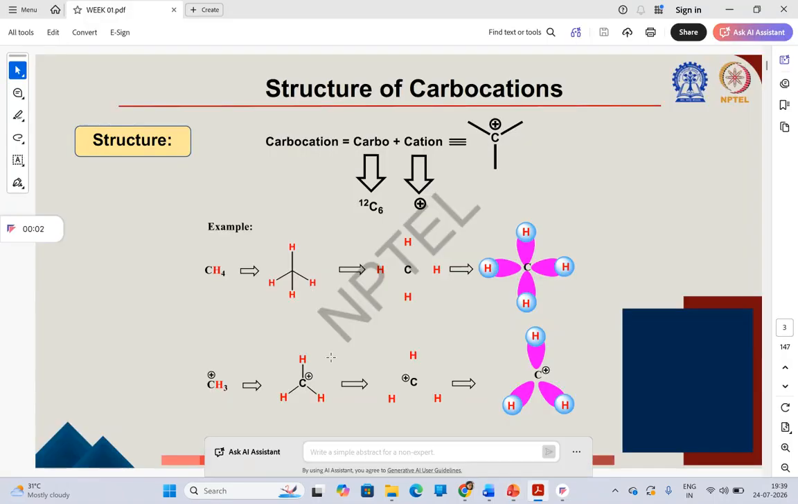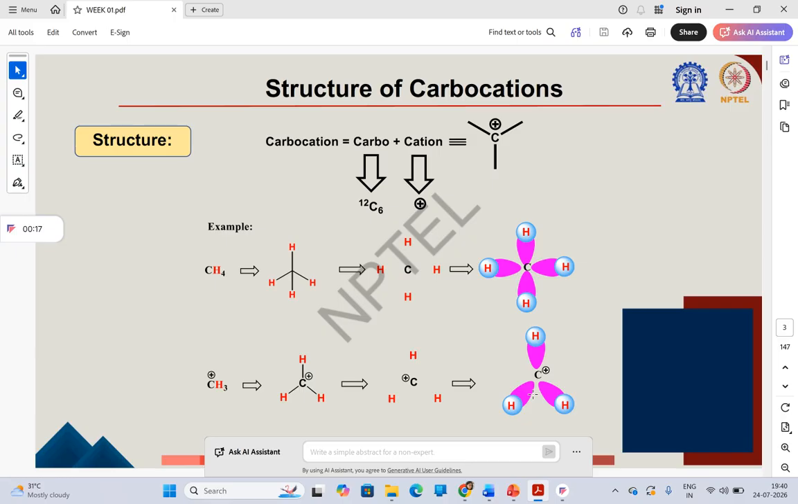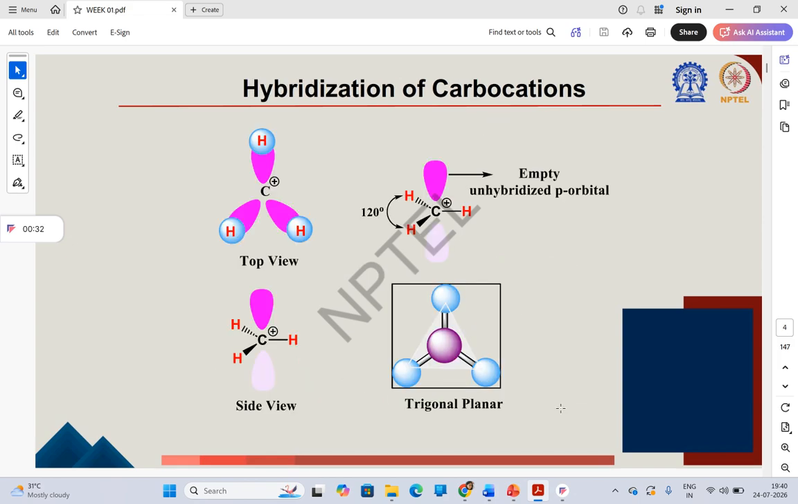As we know, Professor Panda has already discussed this. Here we can see the tetrahedral structure of methane, but when one proton abstraction takes place, it becomes trigonal planar. Because the structure has changed, the hybridization changes from sp3 to sp2. Because of that, the carbocation hybridization changed.